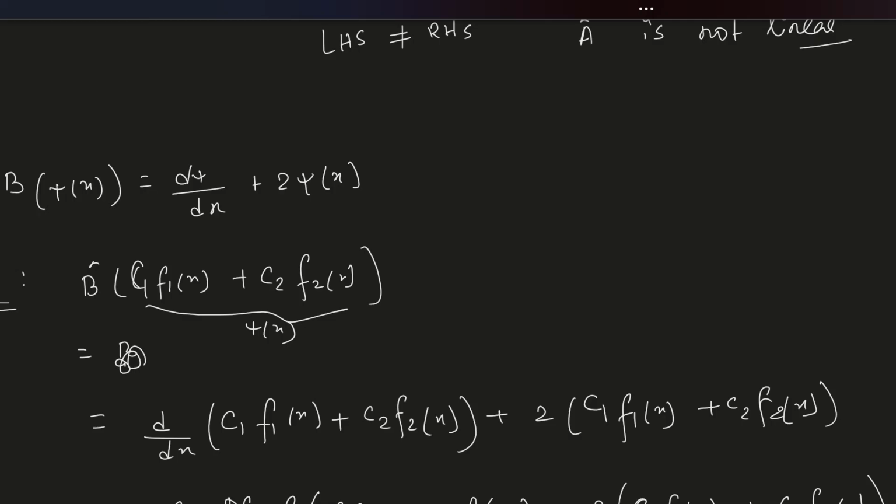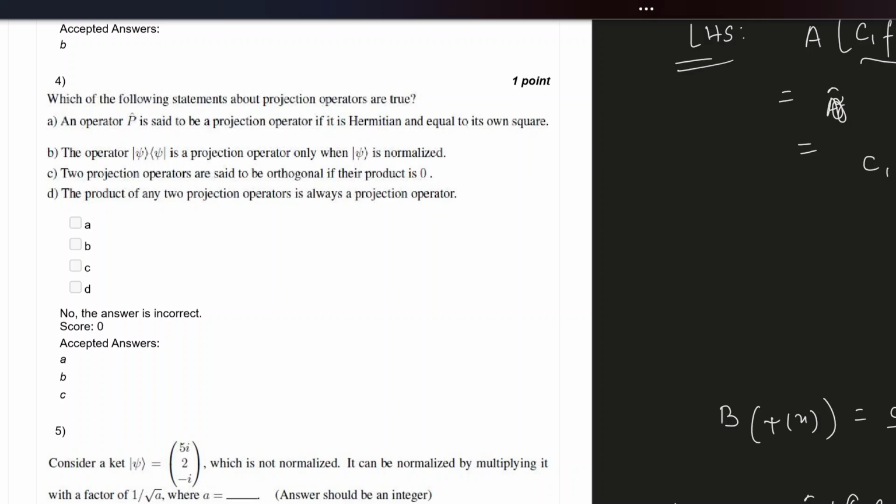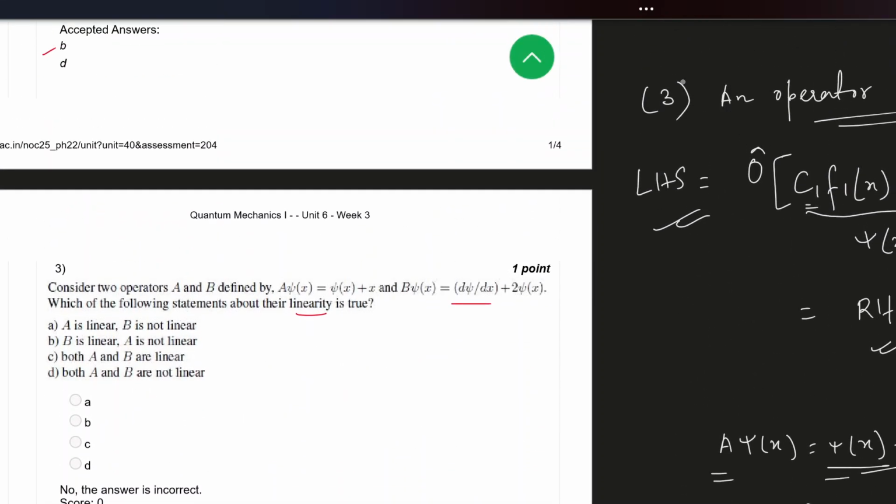That means for the definition of the B operator, LHS equals RHS. Hence, the B cap operator is a linear operator. But earlier we got that the A cap operator is not a linear operator. So your answer option should be chosen as: B is linear but A is not linear. That is, the correct answer is B.